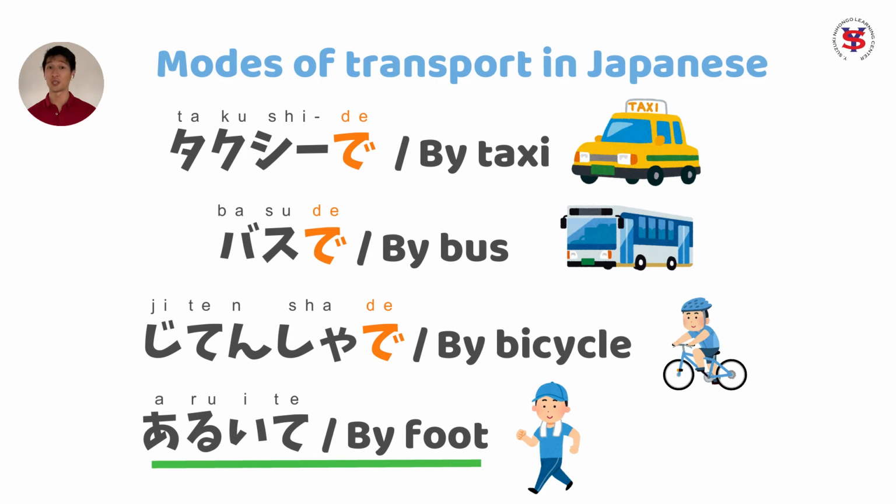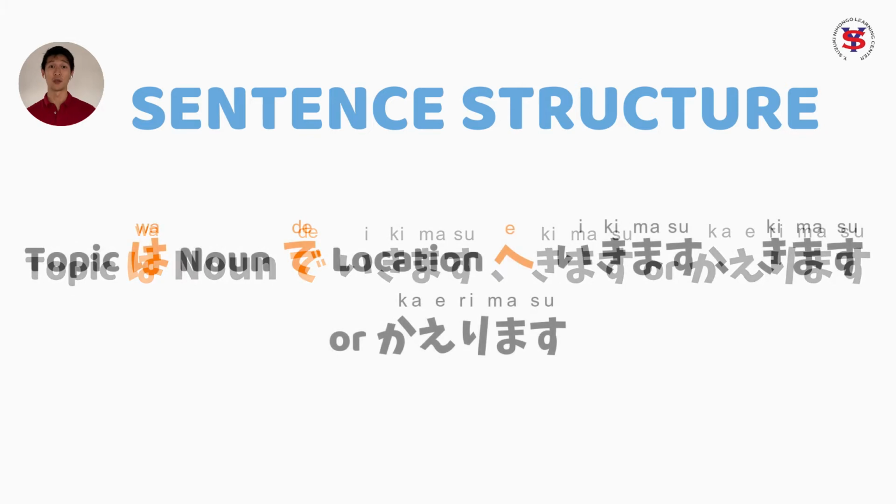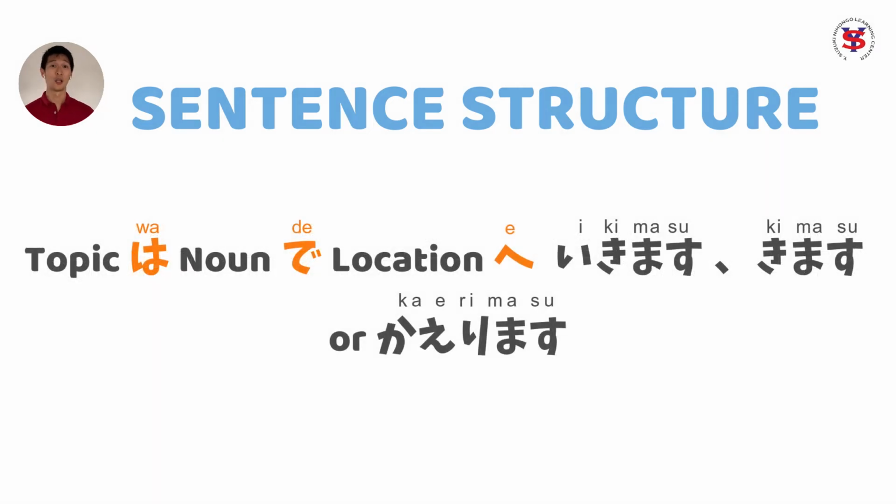Okay, so this time naman magdadagdag tayo ng location. So kung saan tayo pupunta or saan tayo nanggagaling gamit ang mga modes of transportation na natutunan natin just now. So sa sentence structure natin ngayon, topic wa, noun de, ikimasu, kimasu, or kaerimasu, we will add our location after ng mode of transportation natin. This time, magiging topic wa, noun de, location e, ikimasu, kimasu, or kaerimasu. Let's take a look at this sample sentence.